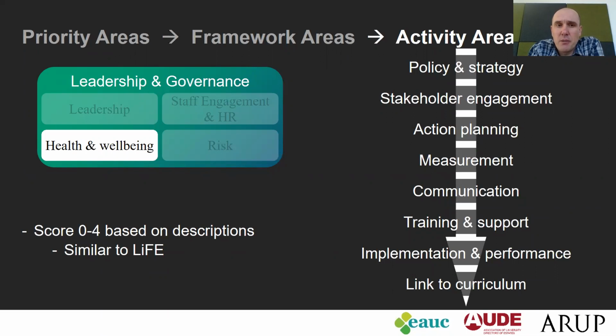It's not designed to be a linear process, but there is a sense to the order. Most people start with policies and strategies, then look at, for example, action planning and then measurement, to find out how they're performing and how to implement this. So you score yourselves 0 to 4 based on descriptions within each of those activity areas.